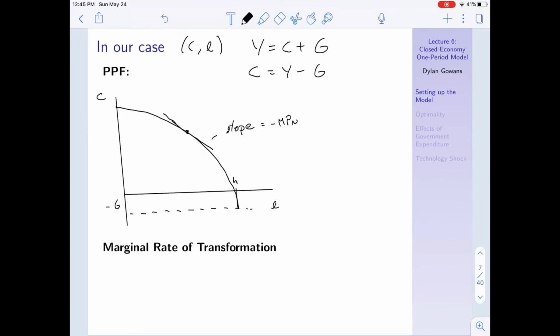So it's just negative the slope of the production function, which is the negative of the marginal product of labor. And notice that this makes a lot of sense, right? This is saying, if I give up 1 unit of leisure, so I move this way, how much additional consumption can I get? Well, the amount of additional consumption I can get is the amount of additional output I create by sacrificing 1 unit of leisure. Or put another way, it's the amount of additional output I get by working 1 more hour. And what's that? It's just the marginal product of labor. And so what are we left with? We have that the marginal rate of transformation is just equal to the marginal product of labor.